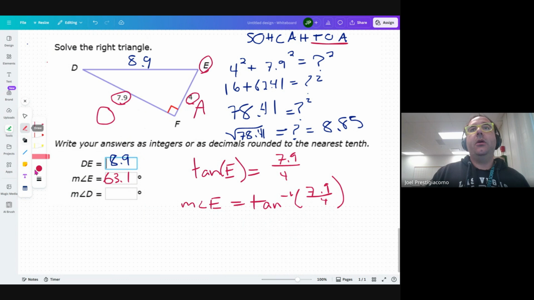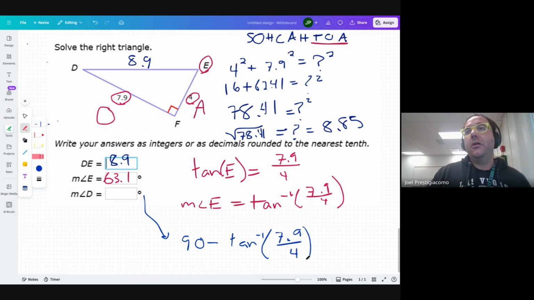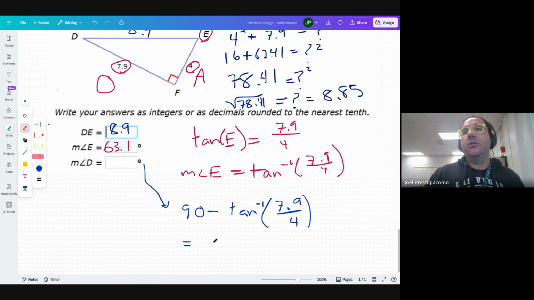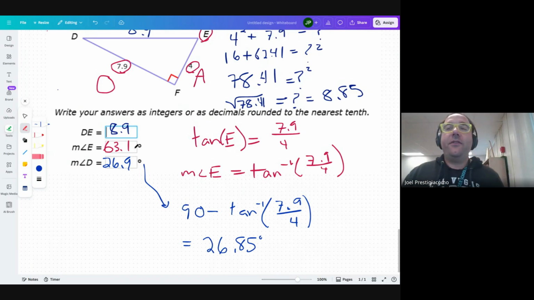And then we get to our last part here. This one is going to be 90 minus the inverse tan of 7.9 over 4. That is going to give us 90 minus our answer here, 26.85, which is going to round up to 26.9. And hence fitting that, right? So again, this is just to be a little more precise this way.